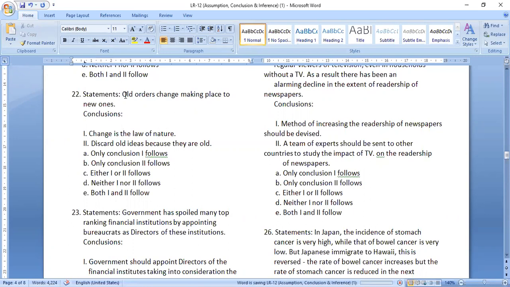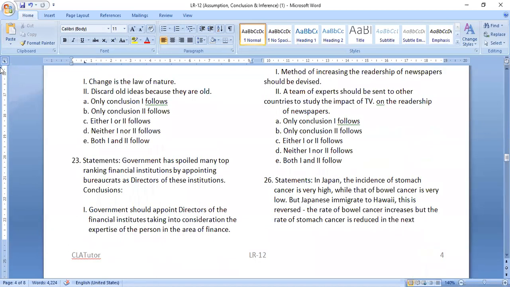Yeah, I think you're right, because they said the old order, because they used the article, the specific. Yeah, I think that's fine. Thank you. Okay, so 23.